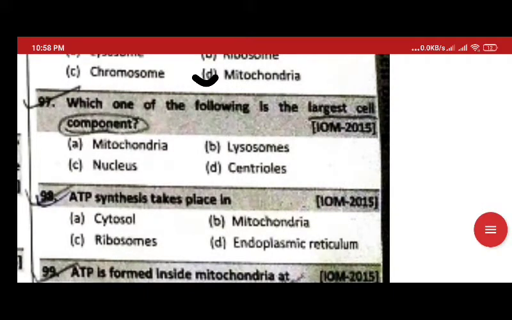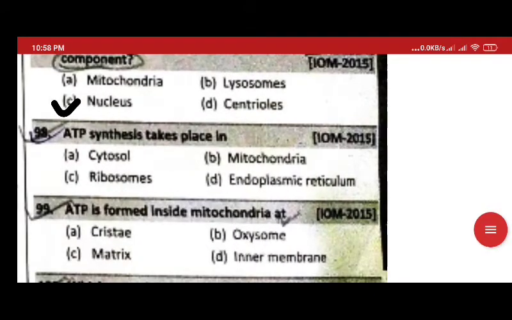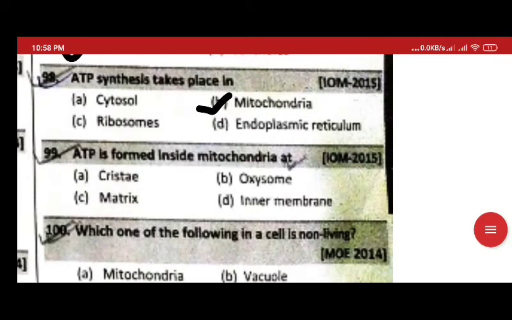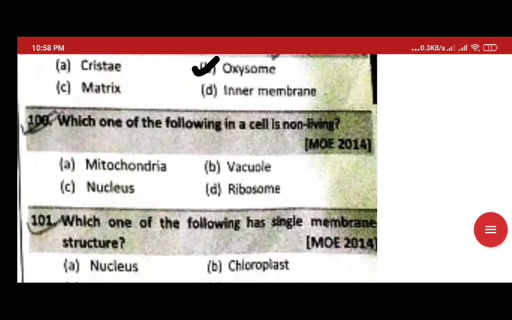Now which of the following is the largest cell component? Nucleus. Now ATP synthesis takes place in what? Mitochondria, on the head side of oxysomes. 99, ATP is formed on the oxysomes, 99 B. Now 100, which of the following in a cell is non-living? Vacuole is non-living.